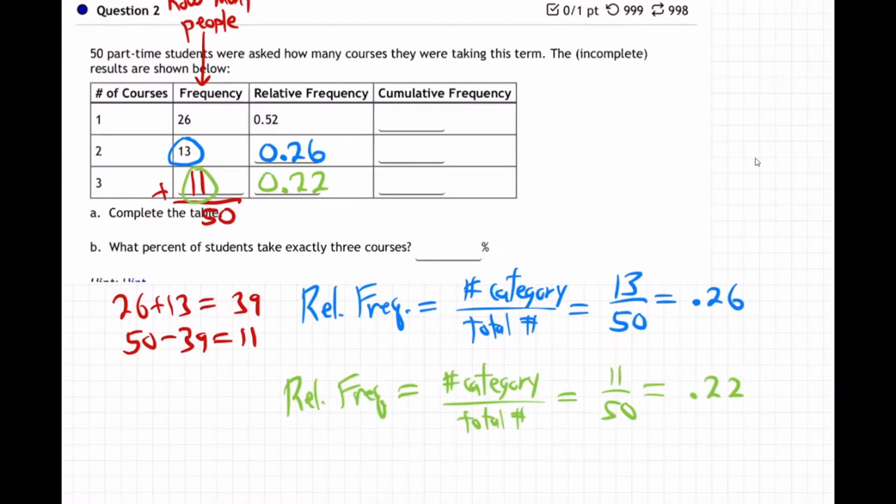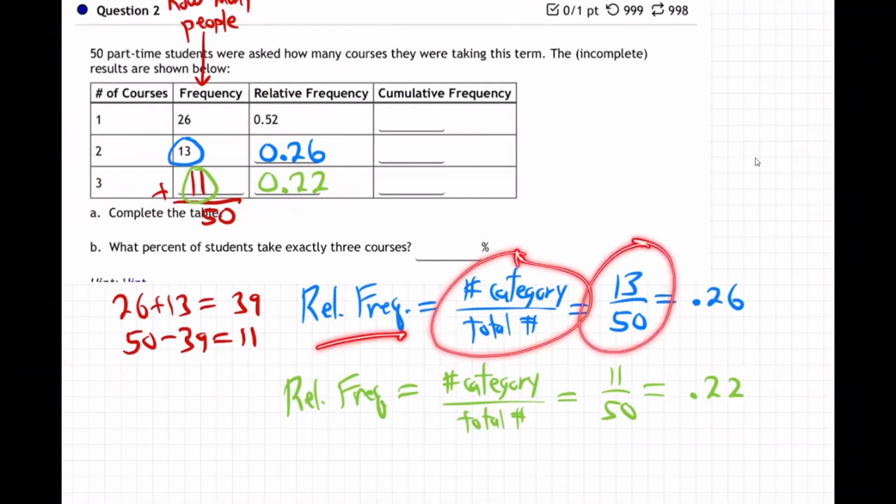Is that good so far? It's basically saying 22% of all the people are taking 3 courses, 26% of all the people are taking 2 courses, 52% of all the people are taking 1 course. Relative frequency means what portion, what part of the whole. It's the category divided by the total number.